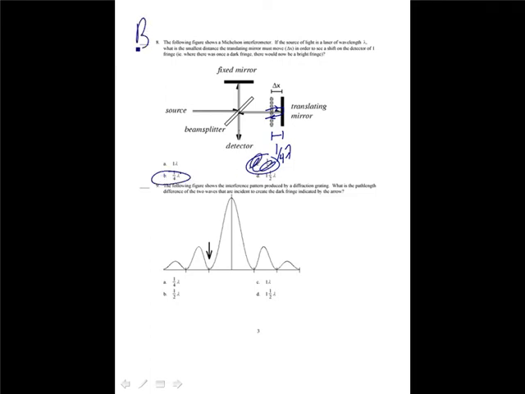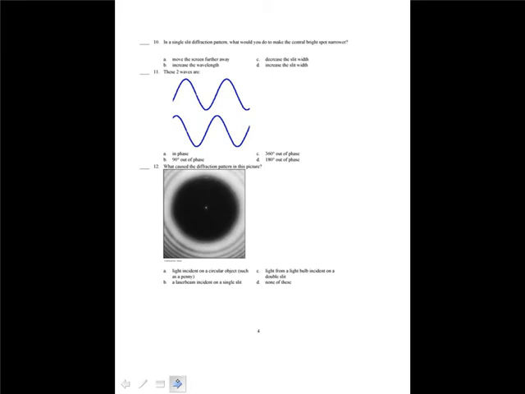The following figure shows the interference pattern produced by a diffraction grating. What is the path length difference of the two waves? Alright, well, this is a path length difference of 0 lambda. This is 1/2 lambda. That's B. Alright, in a single slit diffraction pattern, what would you do to make the central bright spot narrower? So you have A sine theta equals M lambda. This gives the positions of the dark spots. If you want to make theta smaller, then what can you do?